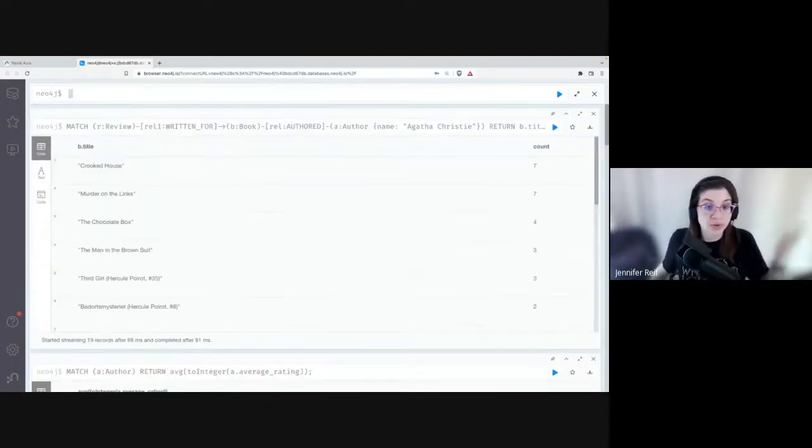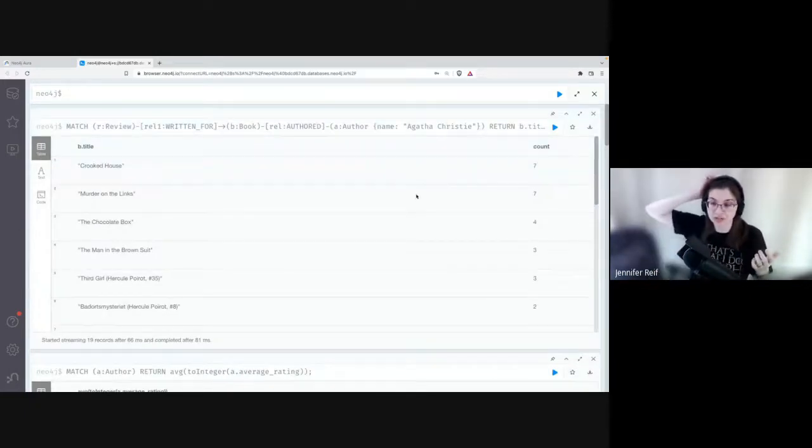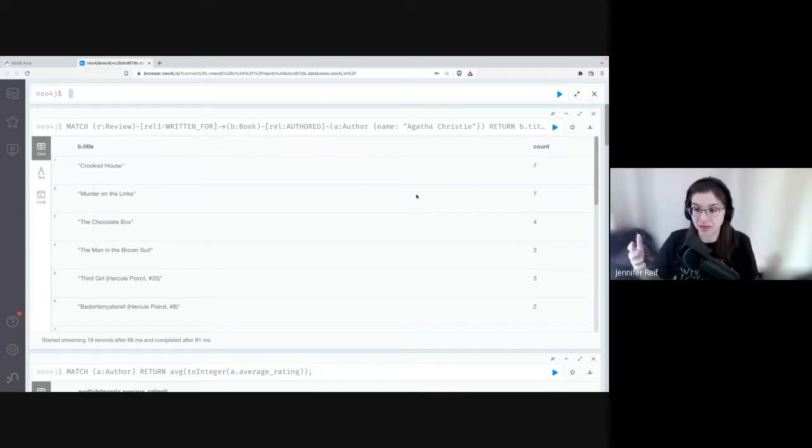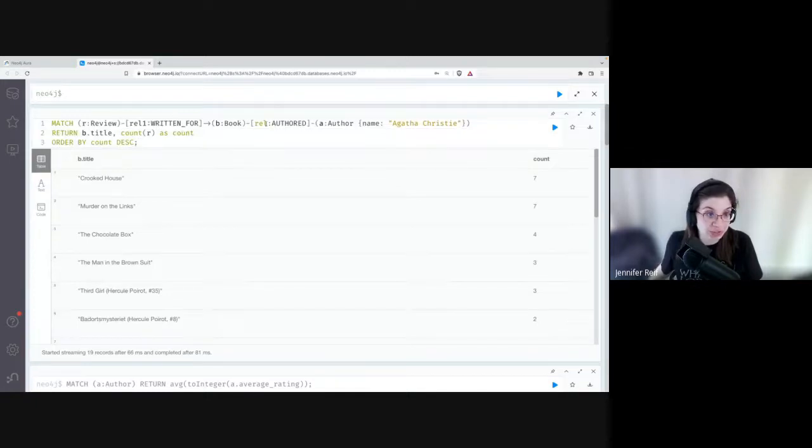Okay, so for instance, the aggregation question that was asked, this is taking advantage of the relationships that are currently in the graph and aggregating them at query time. So I'm not using that pre-stored count. So for instance, we have reviews written for books that Agatha Christie wrote. We're grabbing the title for each of those books and counting up the reviews using that same variable, and ordering by the number of reviews, the count in descending order. So these are her 2 books that were reviewed the most.